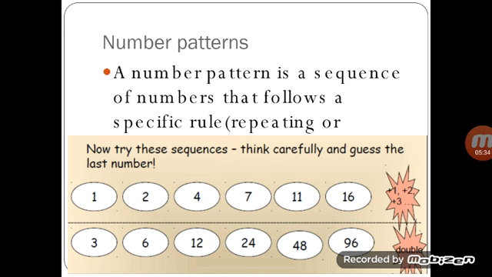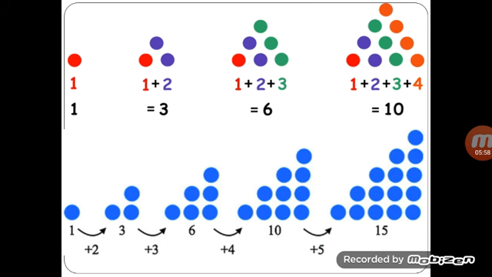Yes. Now the next example is 3, 6, 12, 24, 48, 96. You can see that every next number is double the previous number. First one is 3, so 3 plus 3 is 6. 6 plus 6 is 12. 12 plus 12 is 24. 24 plus 24 is 48. 48 plus 48 is 96. And the next number we can get by adding 96 plus 96.